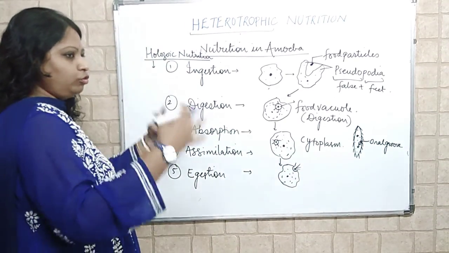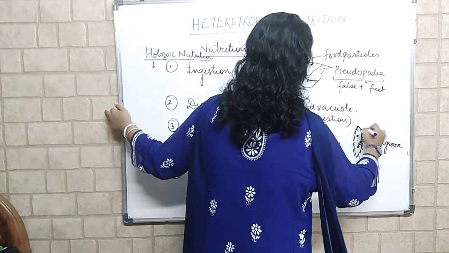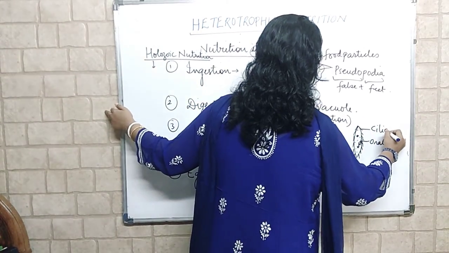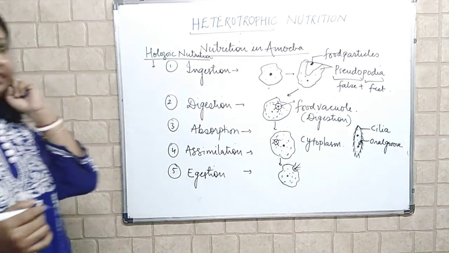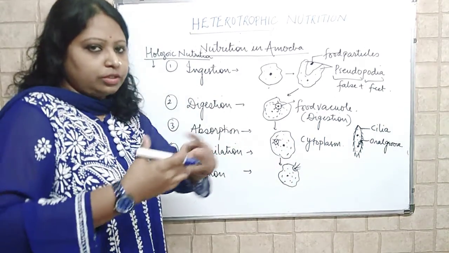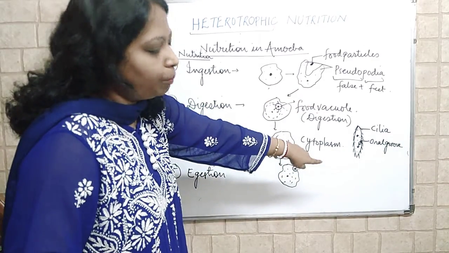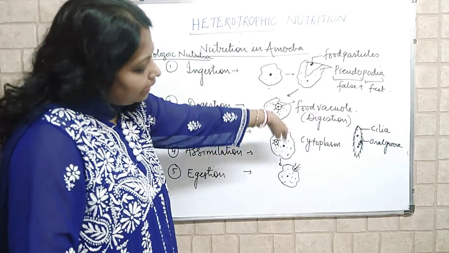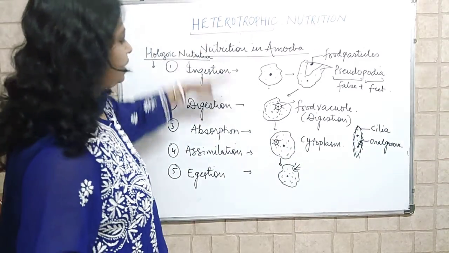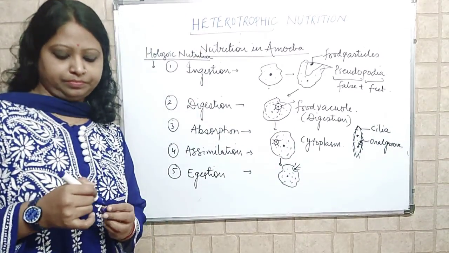But for gathering food materials, they have some hair-like structures outside their body called cilia. So these cilia help in the process of collection of the food. Then it enters through the opening, a special spot from where food will enter, and again inside the same processes will take place. Thank you.